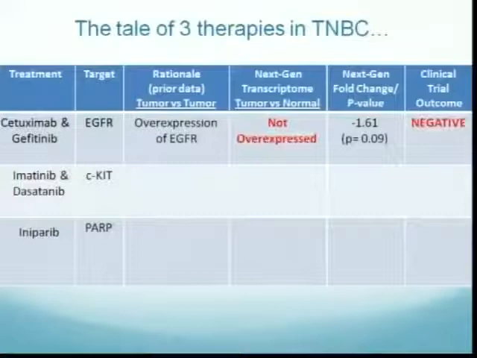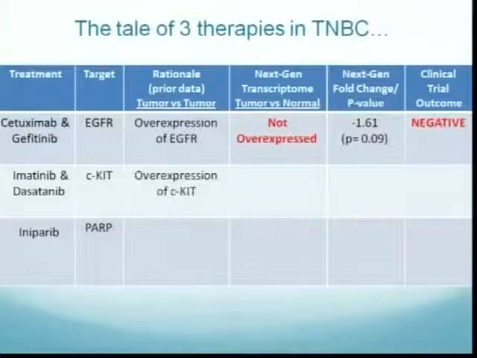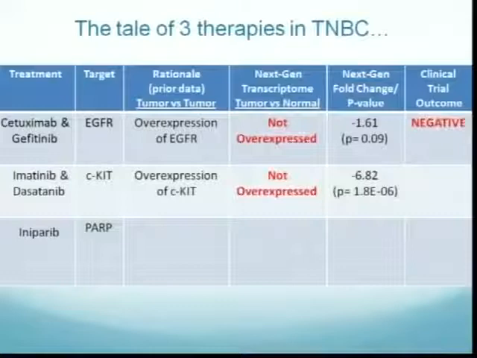When you look at the drugs imatinib and dasatinib, they are small molecule inhibitors of a receptor tyrosine kinase called c-KIT. Also reported, many if you Google it, to be overexpressed in triple negative breast cancer. We actually did not find it overexpressed. We actually found it downregulated about sixfold, and two phase two clinical trials were both negative.